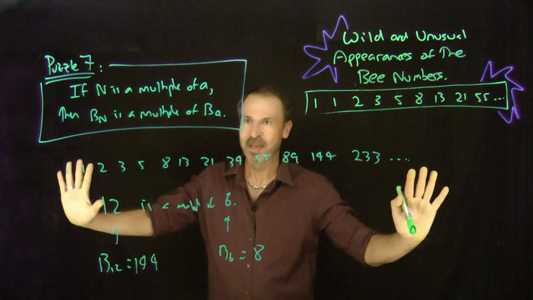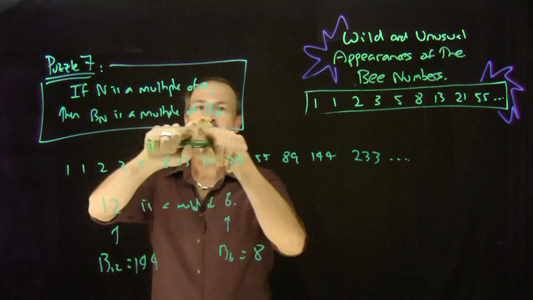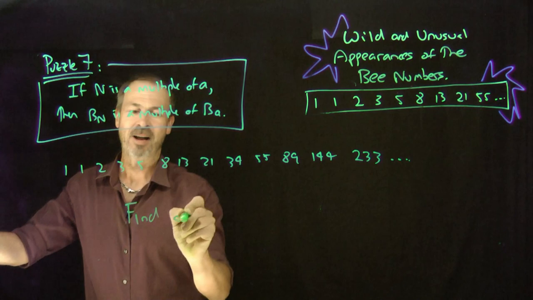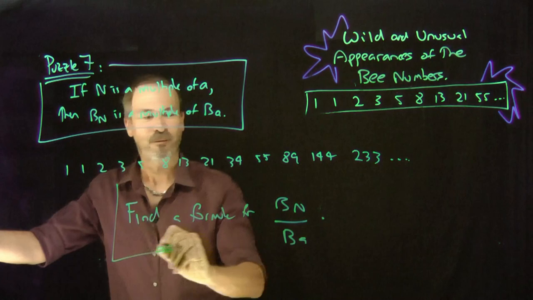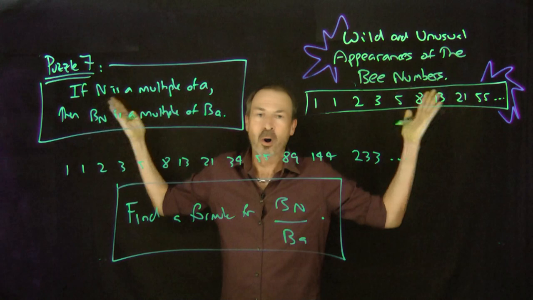We'll prove that. But here's the thing that I've never seen in the literature. Okay, so I know that Bn is a multiple of Ba. Can I get a formula? Find a formula for the quotient. Find a formula for Bn divided by Ba. What's the actual formula for that number? We had 144 divided by 8. There's got to be something about that quotient. What can I say about the quotient in general?